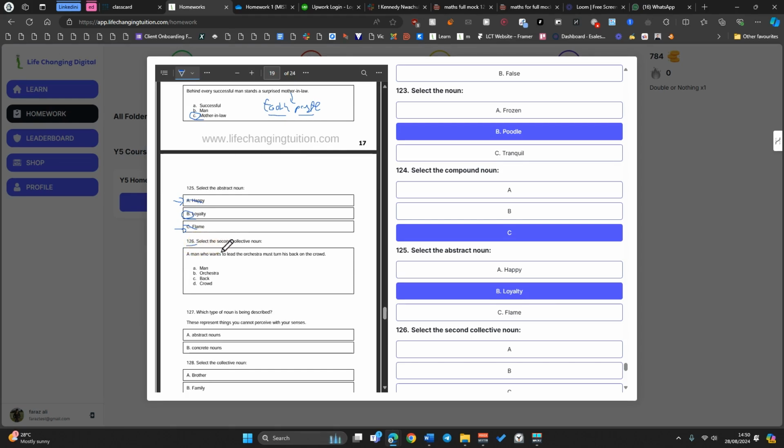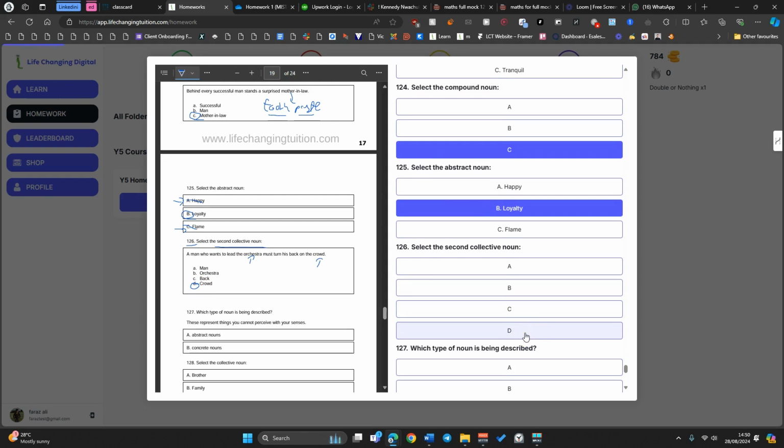Anyway, 126. Select the second collective noun. A man who wants to lead the orchestra must turn his crowd back on the crowd. Okay, so it's the second collective noun. So the orchestra is the first collective noun in the sentence, and then crowd will be the second one here, so that's going to be D.